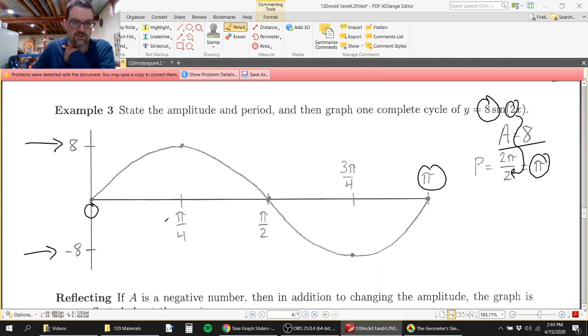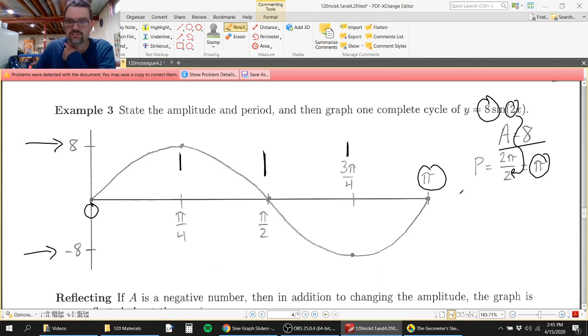Again, we're starting at 0, we'll end at pi. So then what goes the rest of the way? Well, if you think of it, this is 0, this is 1 whole pi. So this would be exactly 1/2 of a pi, so pi over 2. This would be 1/4 of a pi. This would be 3/4 of a pi, and that's exactly the fractions we wrote down.